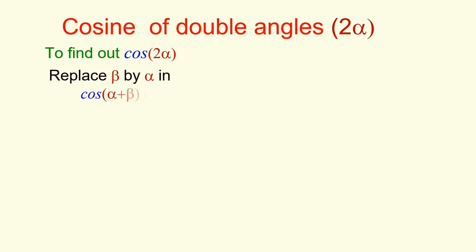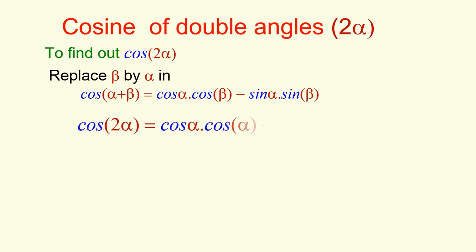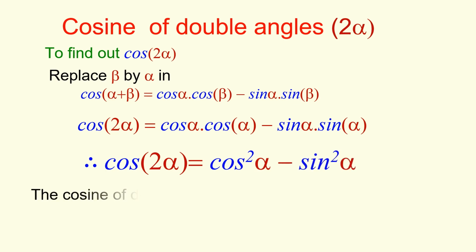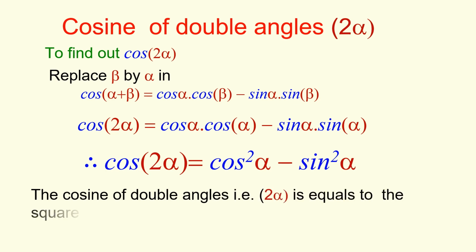Cosine of double angle 2 alpha. To get cos 2 alpha, replace beta by alpha in cos of alpha plus beta. Therefore, we get cos 2 alpha equals cos squared alpha minus sine squared alpha. The cosine of double angle, or 2 alpha, is equal to the square of the cosine of alpha minus the square of the sine of alpha.